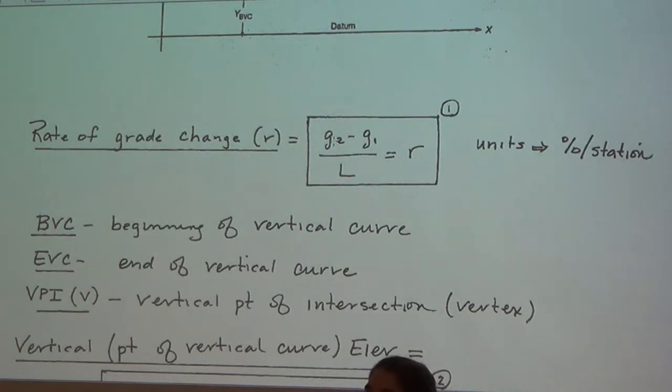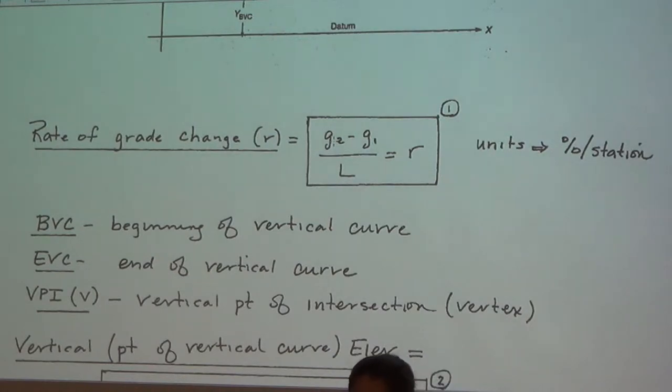When we talk about how many feet something is, a surveyor talks about how many stations it is. So remember to plug in the percent, don't convert it to a regular number, and put in stations and not feet. So is that entire thing, G2 minus G1 over L, in the units of percent over station? That's correct.